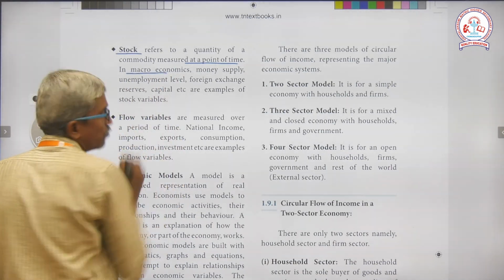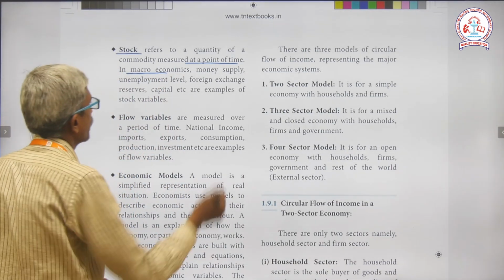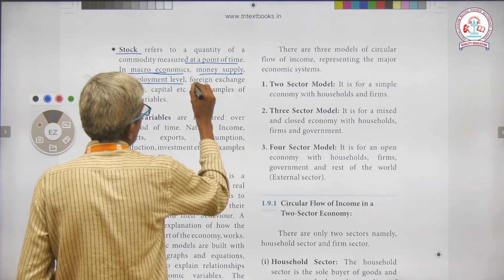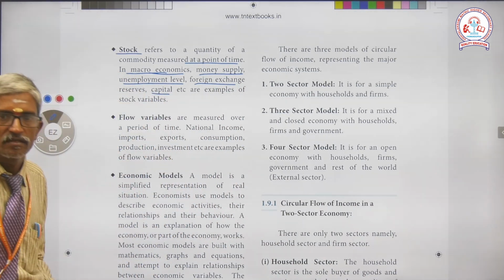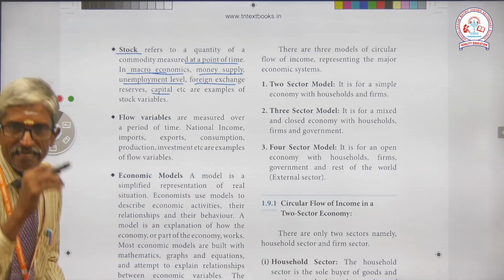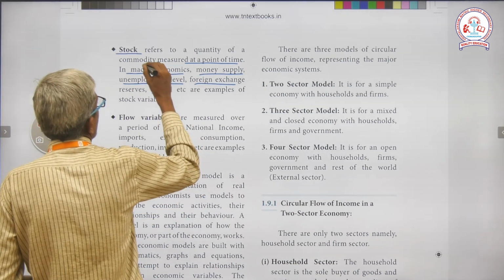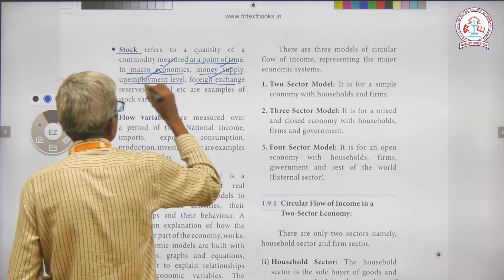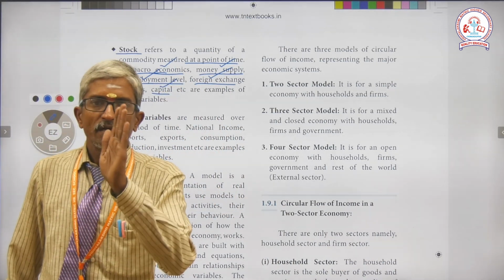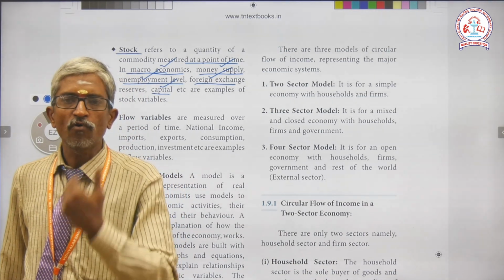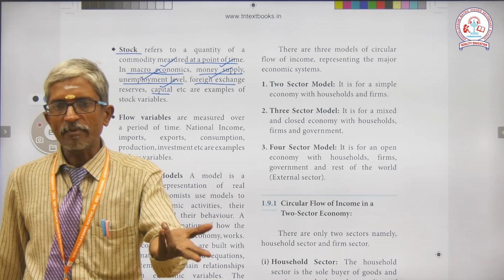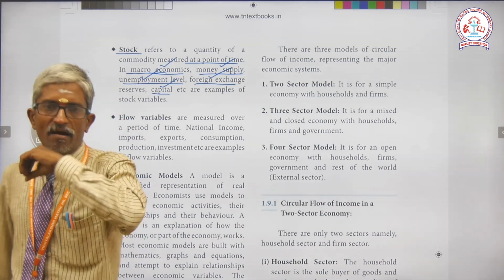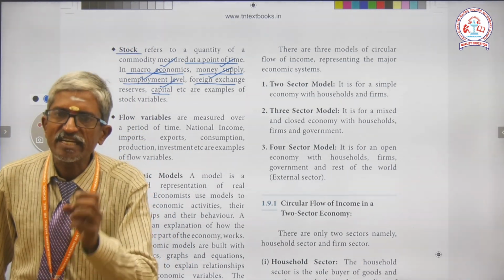Next point. How is this term applicable to macroeconomics, sir? Macroeconomics: money supply, unemployment, foreign exchange and capital. These are all important examples of stock variable. It is not only in the developing countries, it is completely applicable to all 4 statuses of countries in the world. In the previous topic we are very clear about the statuses: developed, undeveloped, developing and underdeveloping. These variables are completely applicable to all 4 status-oriented countries.